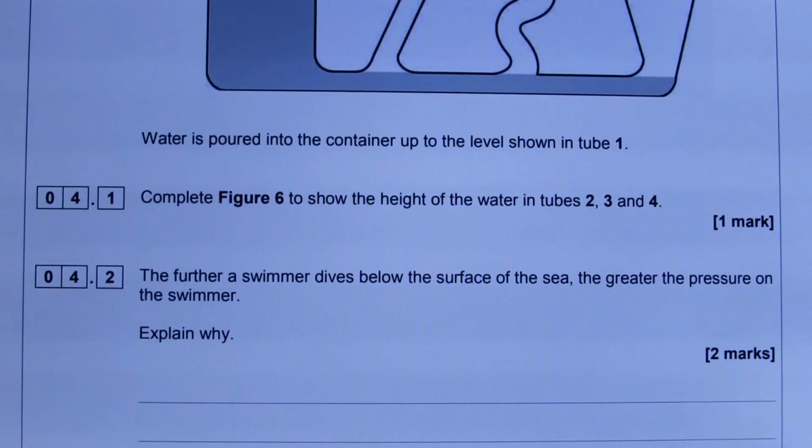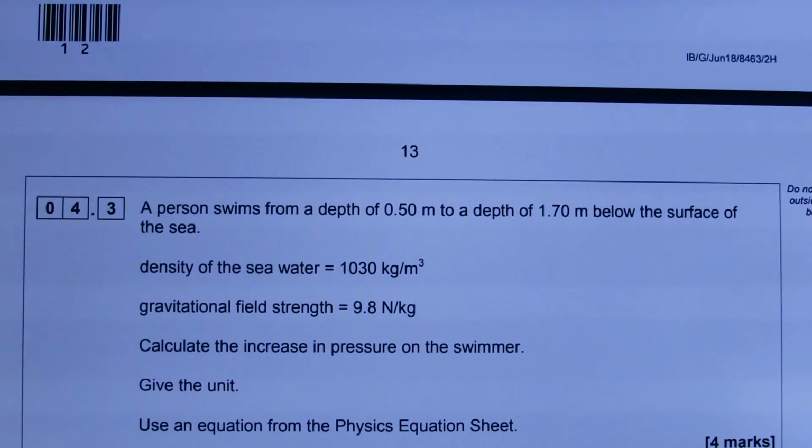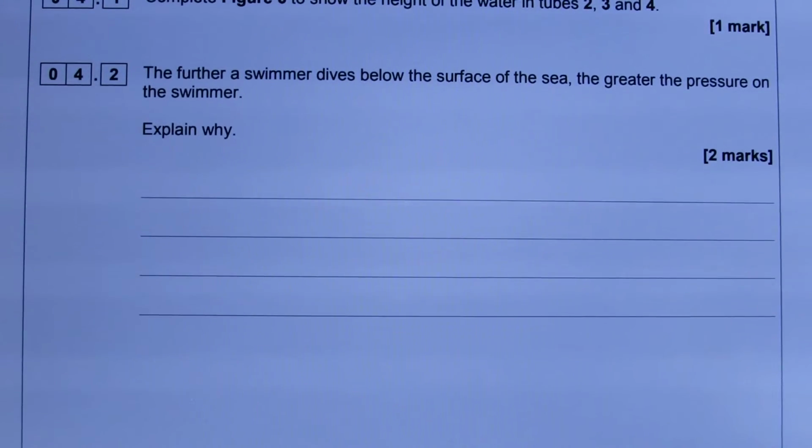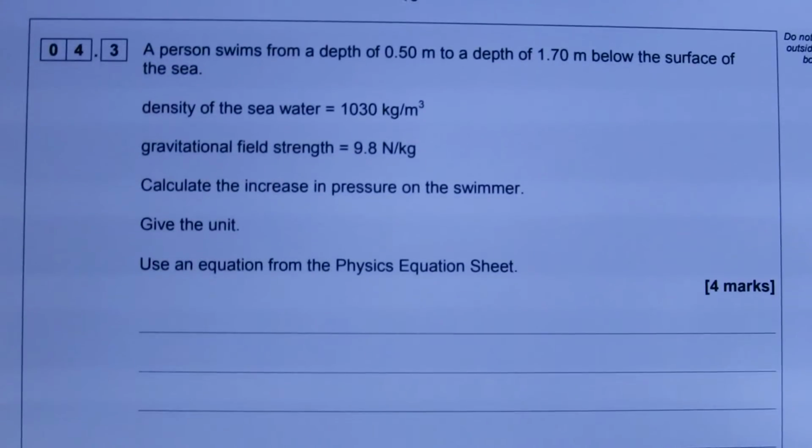Yeah. The farther a swimmer dives below the surface of the sea, the greater the pressure on the swimmer. Explain why. Because there's more mass of water above them, being pulled down by gravity and pressing down on them per square metre. The deeper you are in the water, the more water there is above each square metre of the layer of water in which you're swimming, and the more pressure the weight of that water is applying on it, and therefore on you.